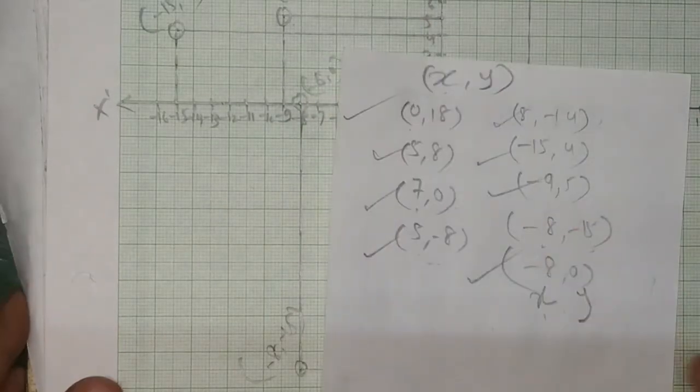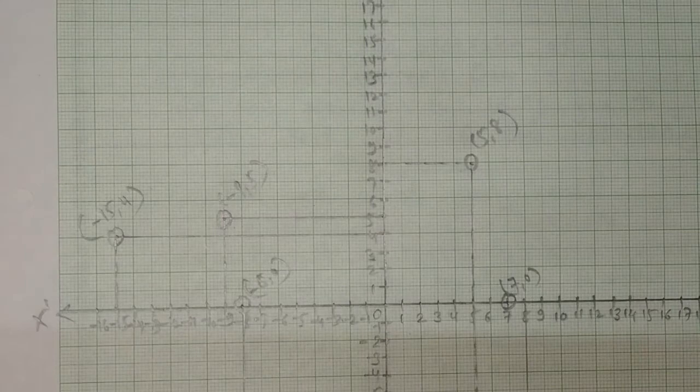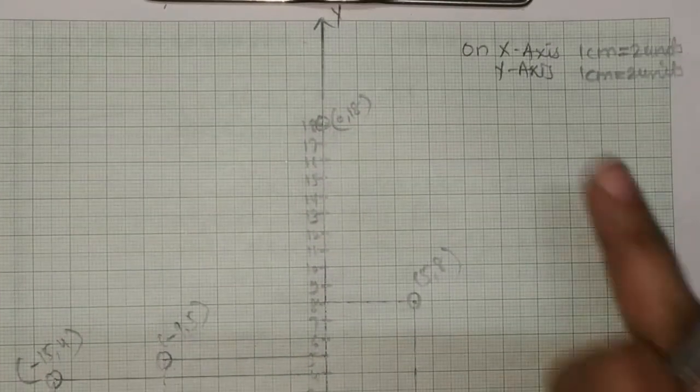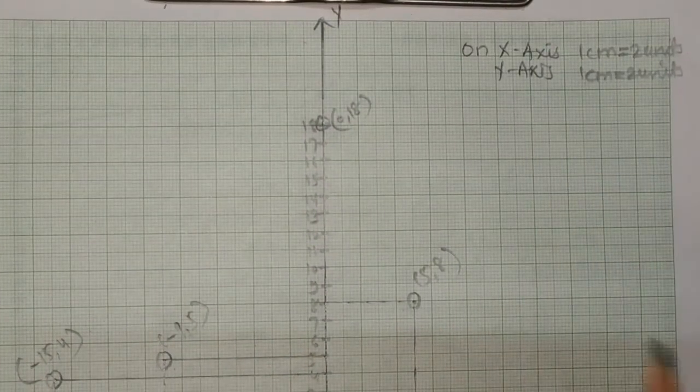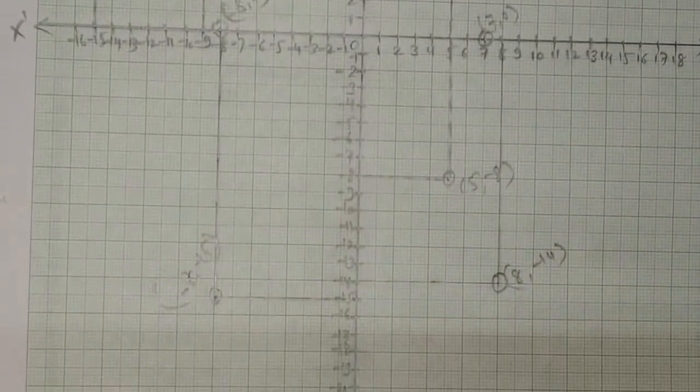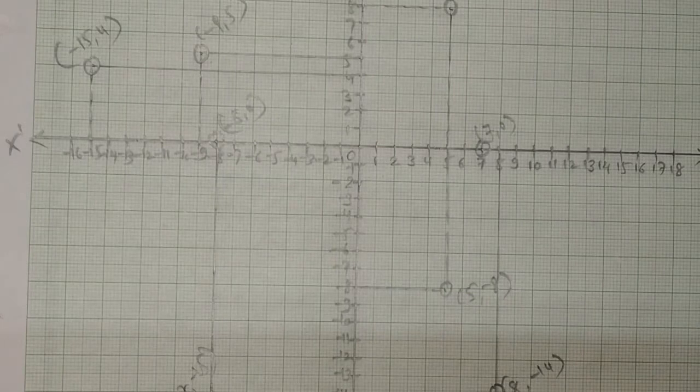So in this way these points we have plotted here, and on both the axes we have taken 1 centimeter as 2 units so that we can increase the numbers here, and in this way we have to plot these points.